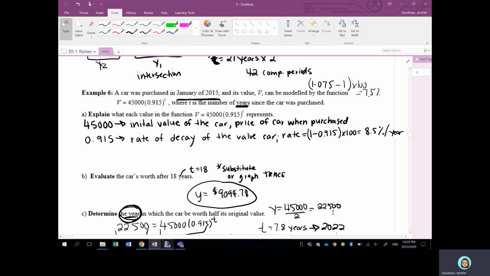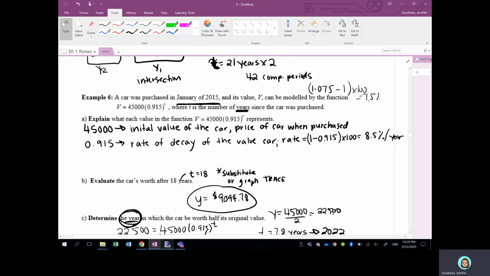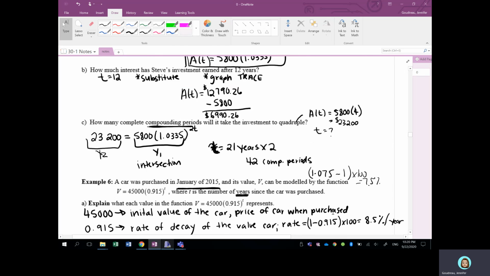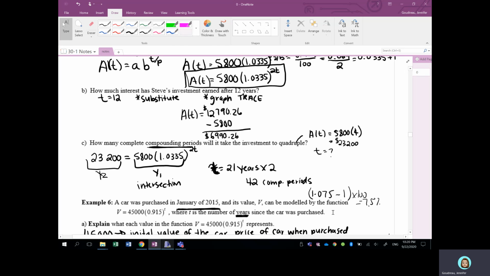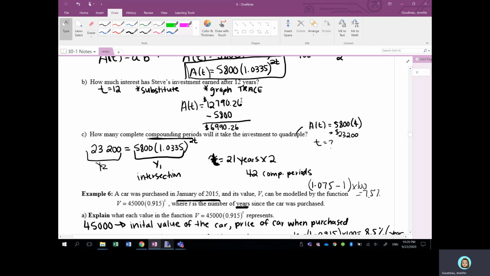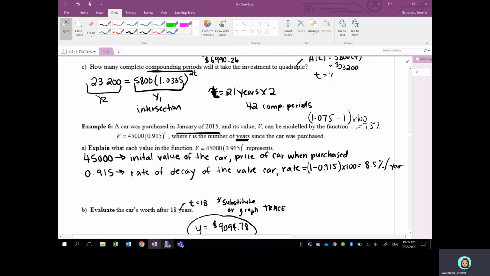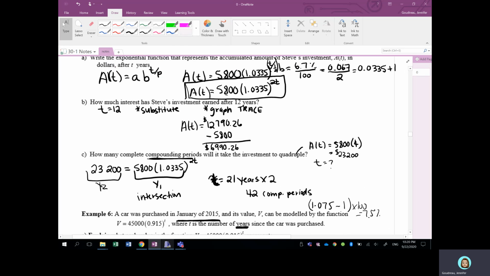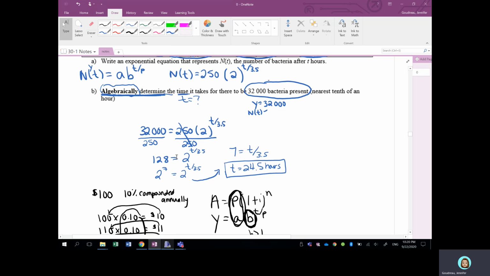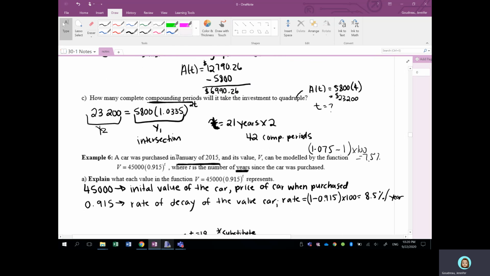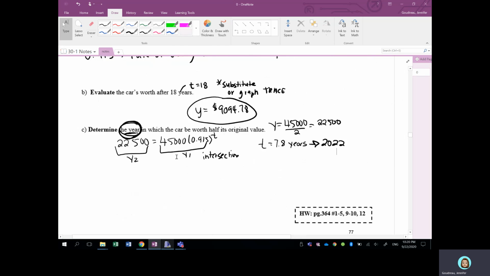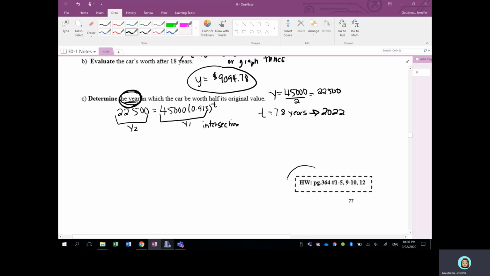So there are some examples of applications of exponential functions. You have the job of creating the exponential function. You have the job of finding a y value either by substituting or tracing on the graph. And then you also have the job of solving either algebraically, if we can get both sides into the same base, or graphically if we can't. Here are some questions for you to practice.